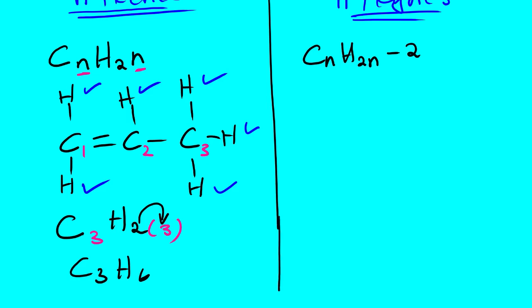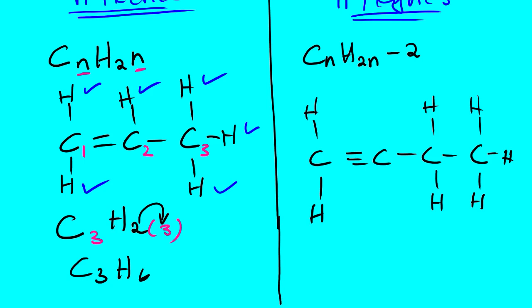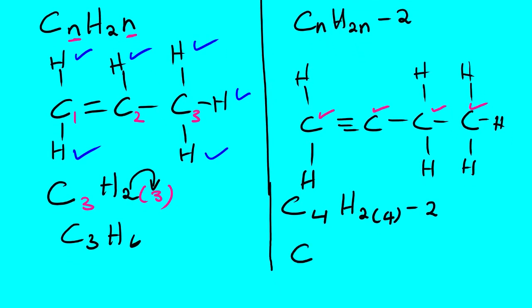Indeed we have 6 hydrogens. The procedure works the same way with alkynes. We can take a look at this example. Using the equation we can see that we have 1, 2, 3, 4 carbons. So where we see n from the general equation we can substitute by 4. So we have H2 times 4, minus 2. It's C4, 2 multiplied by 4 is 8. 8 minus 2, we actually have 6.